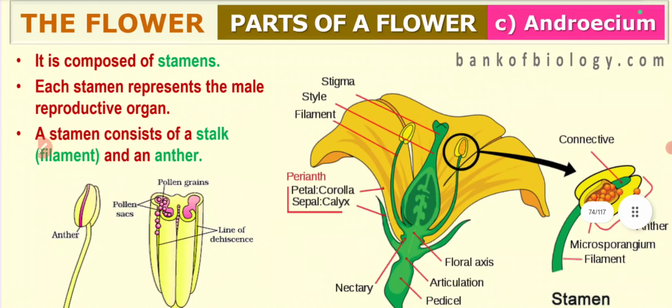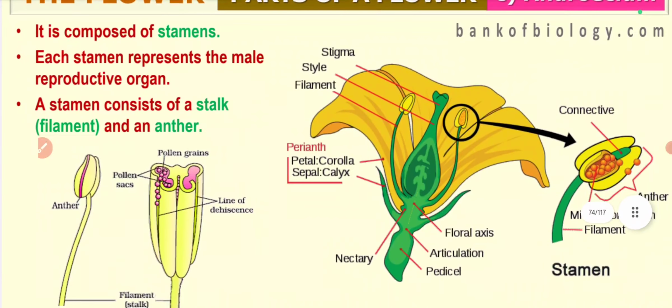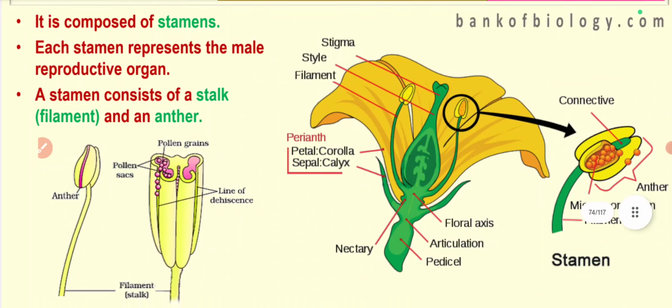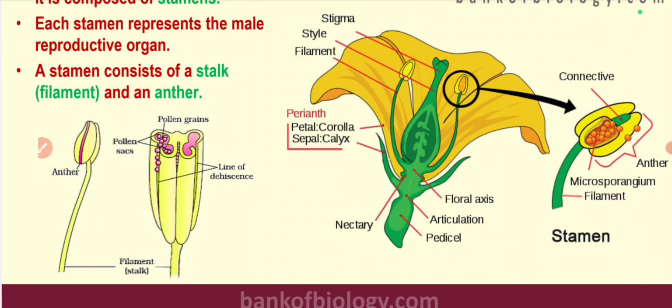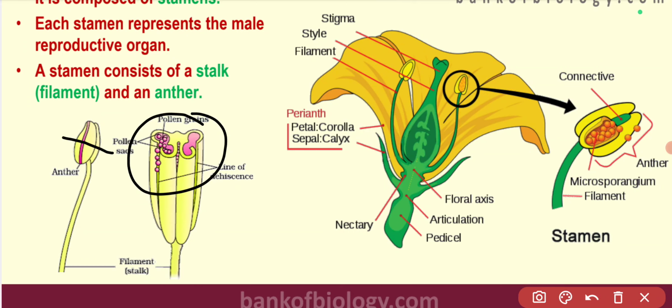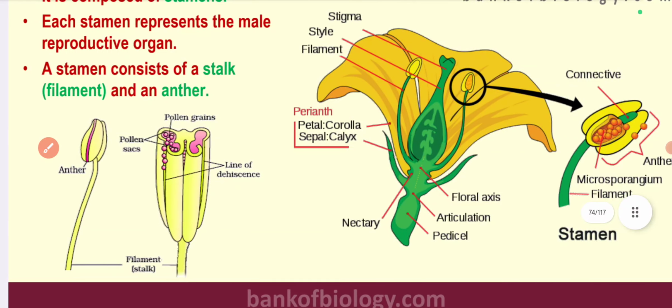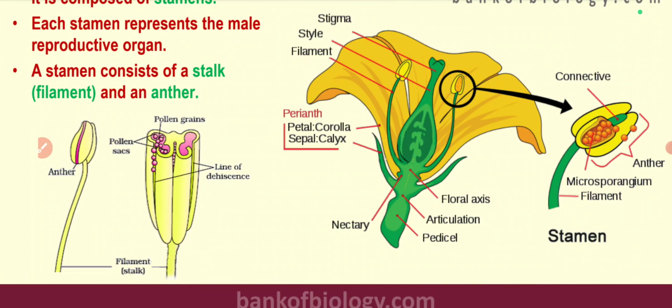Next, androecium. Androecium is composed of stamens. A group of stamens is called androecium. Each stamen represents the male reproductive organ. A stamen consists of a stalk or filament and an anther, as you can see in the diagram. If you cut the anther into 2 equal halves, you can find this type of structure, where you can also find the lines of dehiscence, where the anther breaks and the pollen grains come out.